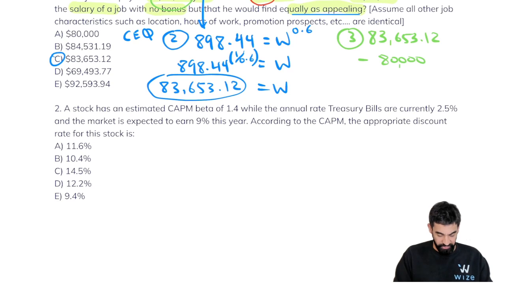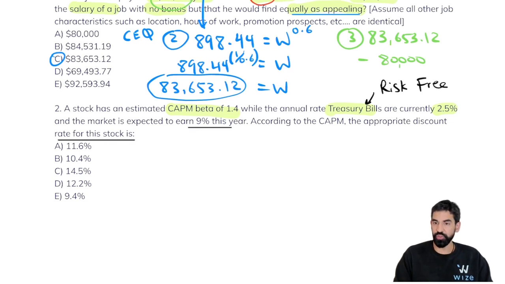Question number 2, it says a stock has an estimated CAPM beta of 1.4 while the annual rate on treasury bills are currently 2.5%. What are T-bills? Those are completely risk-free assets like government bonds. So you can assume those are risk-free. There's no risk because government can always make the money back from taxes. And the market is expected to earn 9% this year. According to the CAPM, the appropriate discount rate for this stock is.